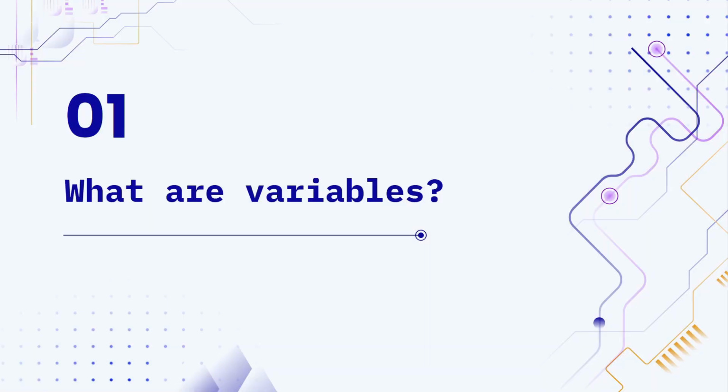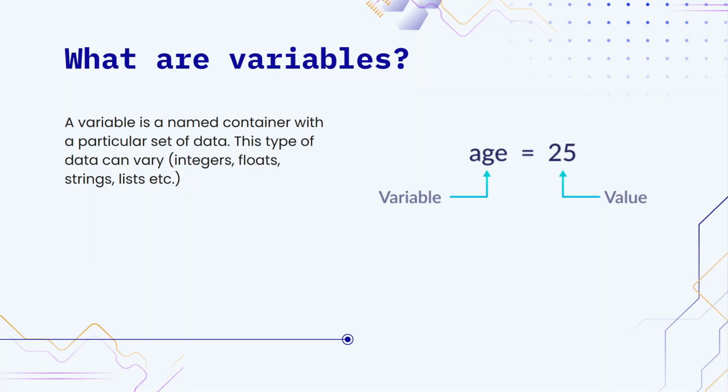All right, so first, what are variables? A variable, you can think of it as a container, and this container can contain a value. So in this little image right here, you see age, and you give it a value. You can also do this for words, or you can have a list of variables if you really wanted to.